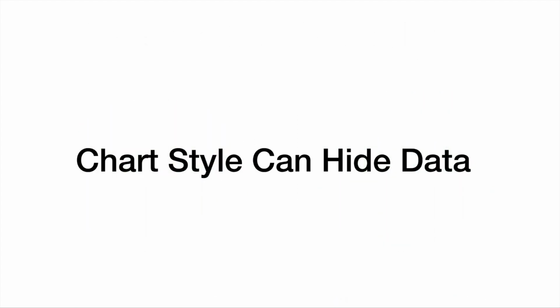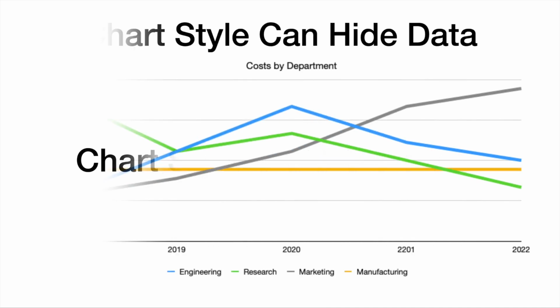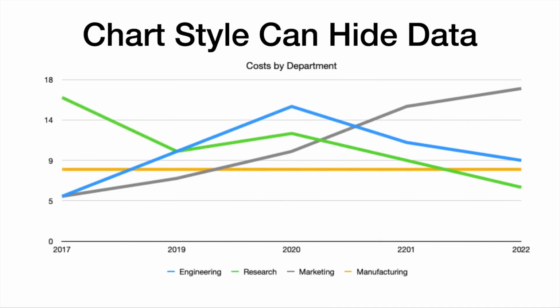Now, the chart style can also hide data, so we have to be careful that we're not obscuring some information. So here in this line chart, it's very clear, I think, that the marketing budget is getting out of hand, really. Especially relative to the other costs, which seem to be stable or are on the way down for the most part. So looking at this, I would say, really, marketing needs to ease off there now on the spending.